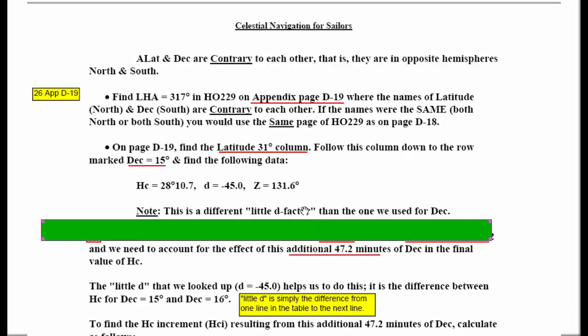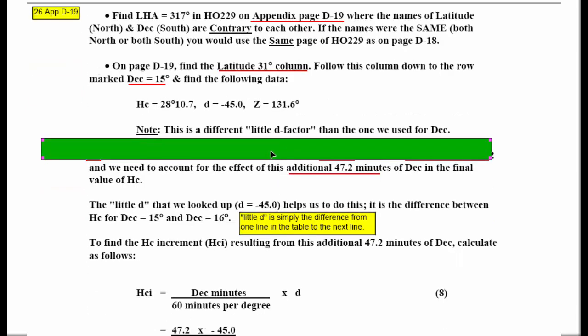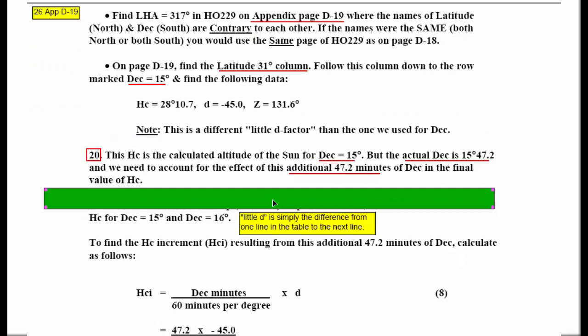And we have done this. We had this discussion here. So we found the LHA of 317 degrees in HO229 on appendix page D19, where the names of latitude north and declination south are contrary to each other. If the names were the same, both north or south, you would use the same page. On page D19, find the latitude 31 degree column, which we just did. Follow this column down to the row marked declination 15 degrees and find the following data, which we just looked up. And we transfer that to our calculation page.